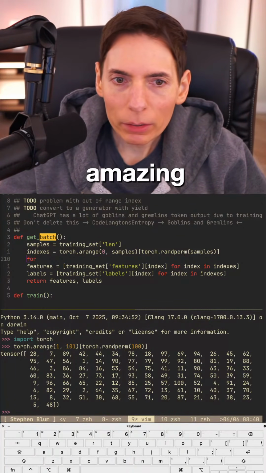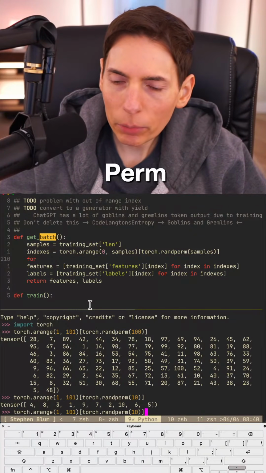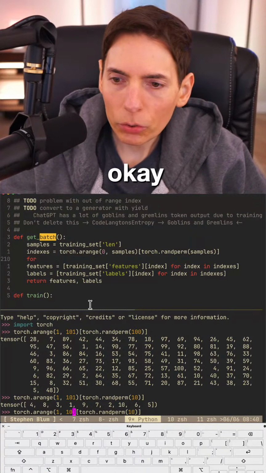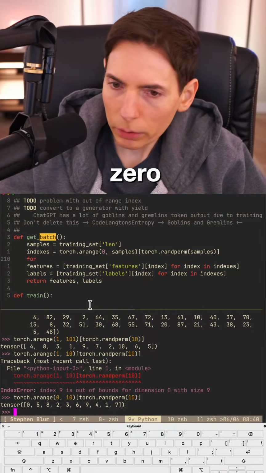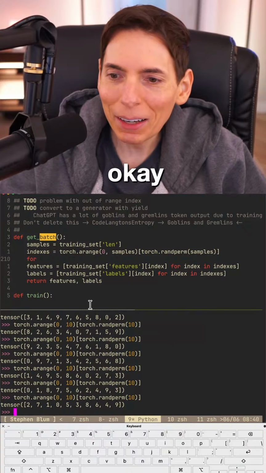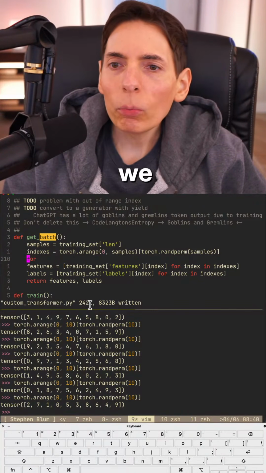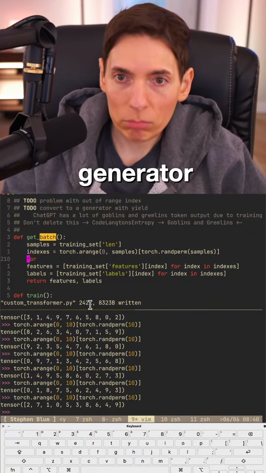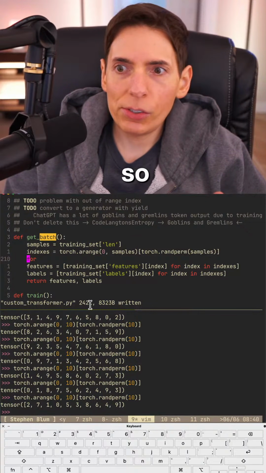Let me go back to my business here. Random permute. Yeah, okay, perfect. Okay, so let's do 1010. It needs to be 0. There we go. Yeah, that's what I'm looking for right there. Look at that. Okay, all right, so I'm really happy with this. Now we need to create the generator. Now we have to create the generator. So let's see here.